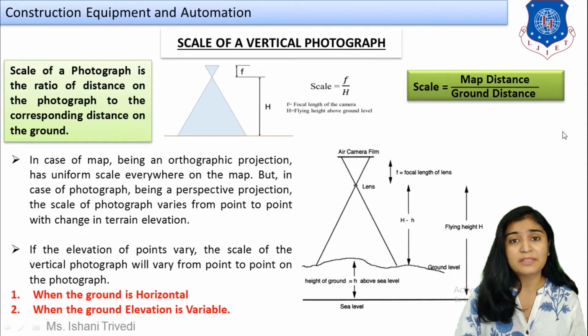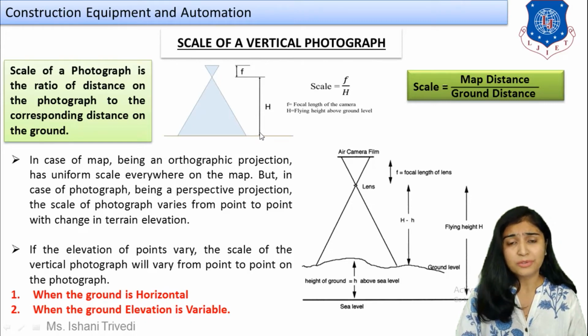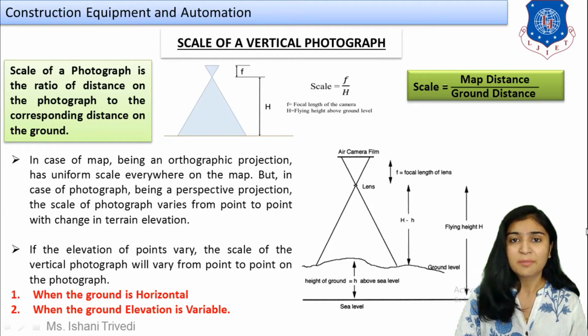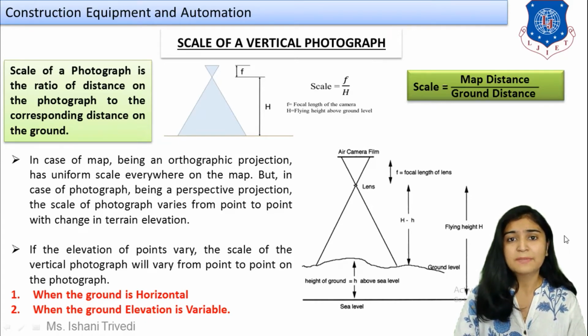We studied the basic definitions in the last session. You can refer to that once again. We had the exposure station, we had the photograph, and we had the ground plane. So we are going to talk about the distance between the exposure station and the photograph, that will be f, and the distance between the photograph and the ground, that will be your capital H, or the height. Dividing both of these, we are going to get the scale of the vertical photograph, so that you can reduce it and plot it in the map, because there will be a number of photographs when you are talking about any particular area.